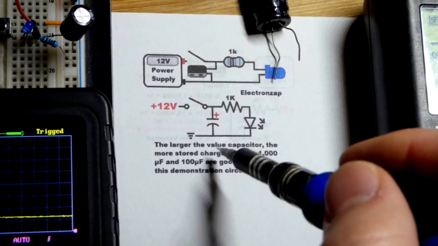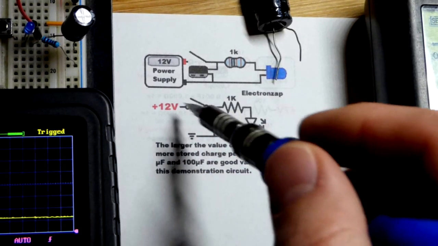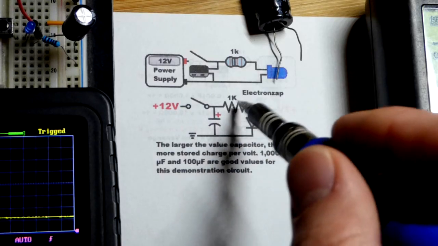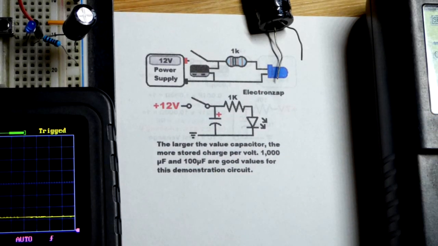Charge the capacitor instantly, and when you light the LED, open the switch, the capacitor discharges. Based on their values, it'll determine how quickly it discharges.